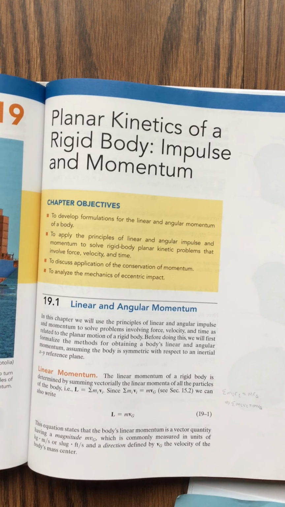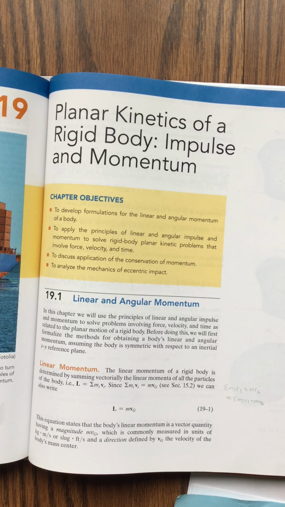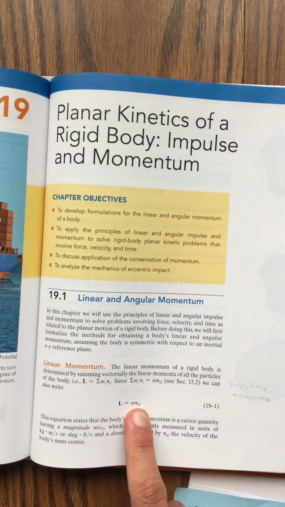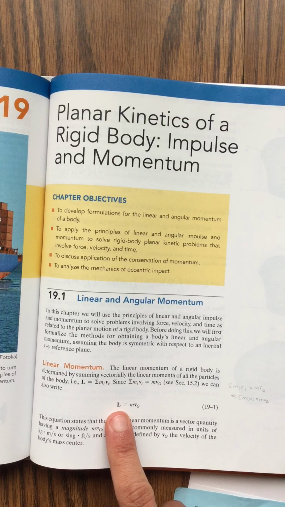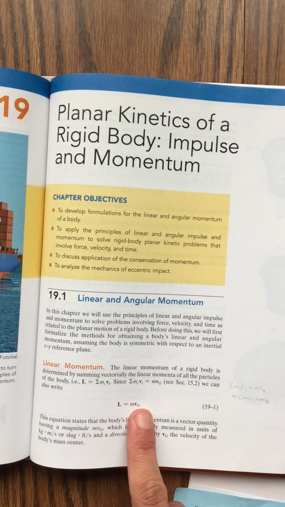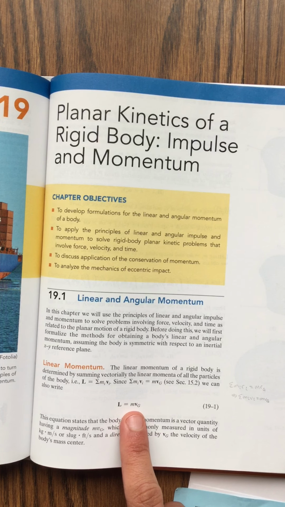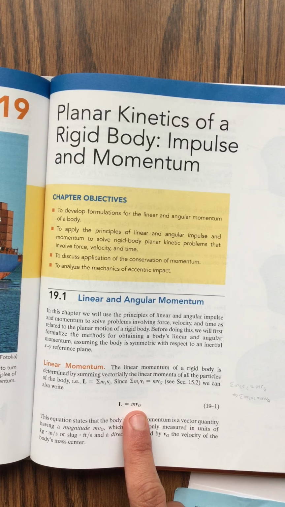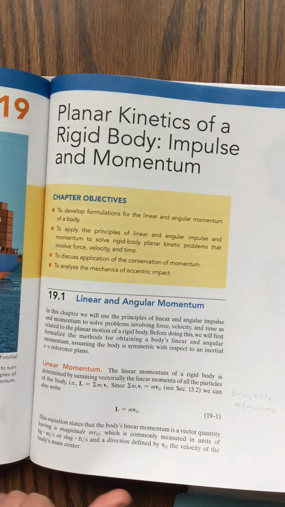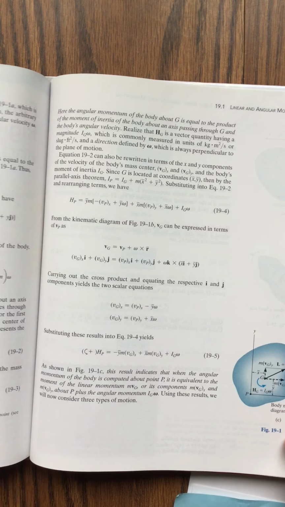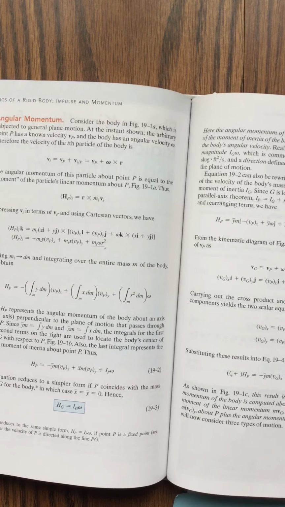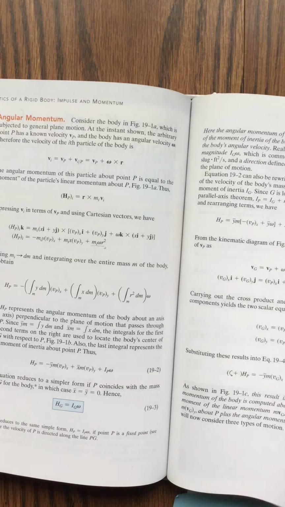So previously, when we were back in Chapter 15, we had the linear momentum, which is the mass times the velocity. The linear momentum is a vector and points in the same direction as the velocity. Since now we're looking at a rigid body, the velocity that we use here would be the velocity of the mass center. Okay, and then we're going to look at different types of motion.